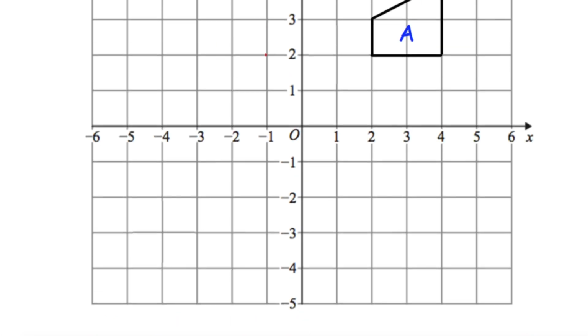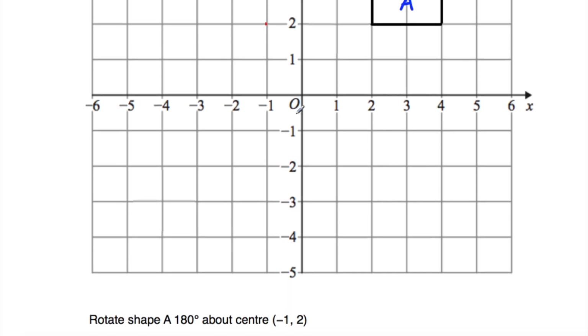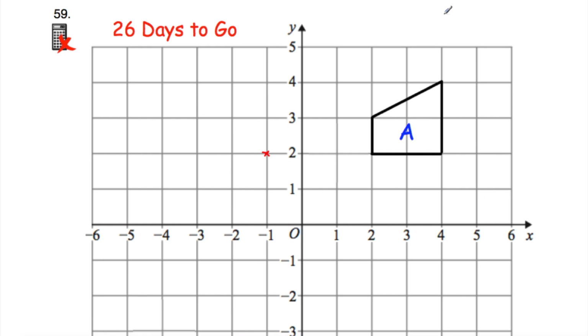Question 59 is a rotations question. So we've been asked to rotate this shape, which is a trapezium, 180 degrees about the point (-1, 2), this point here. So what you do is you get your tracing paper, and I'll put it on top of this. I'll put a cross on top of the center of rotation, and I'll draw over the trapezium.